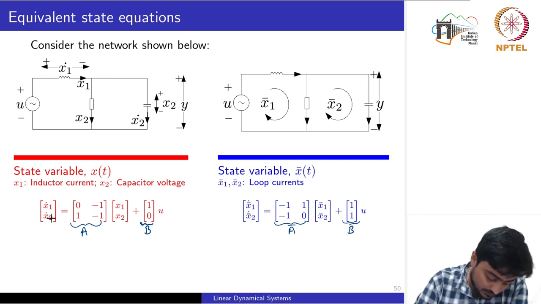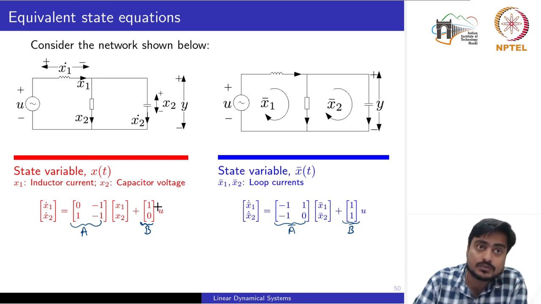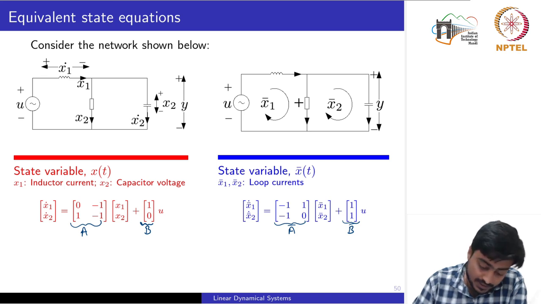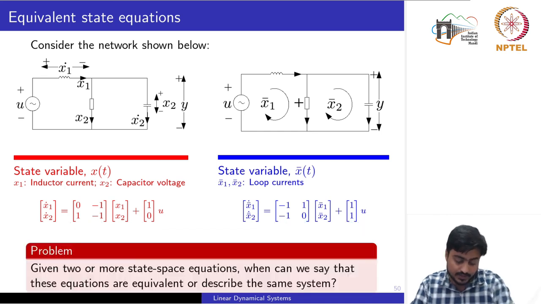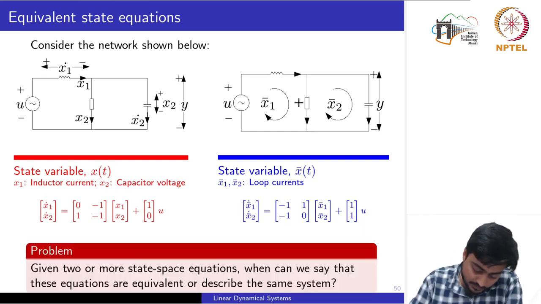If we pay attention to this first set of state variables, we know that x1 dot is given by minus x2 plus u, which we get by solving the loop equations for both the circuits, considering x1 as a state variable and x1 bar as a state variable. So here the question arises: given two or more state space equations, when can we say that these equations are equivalent, or describe the same system?